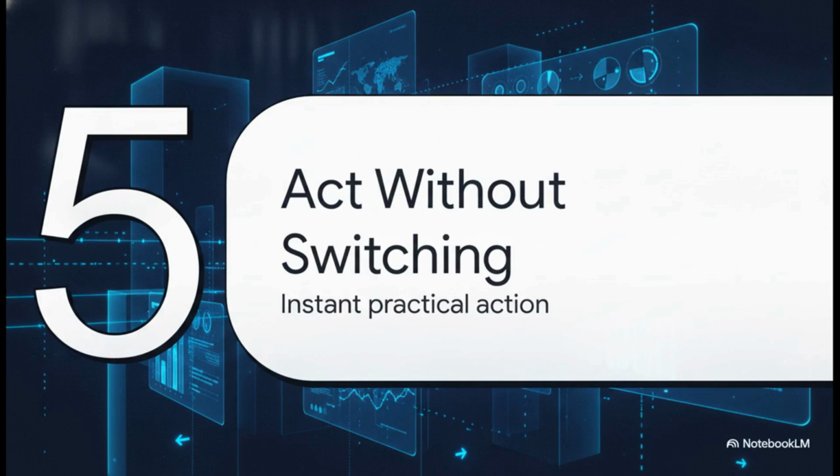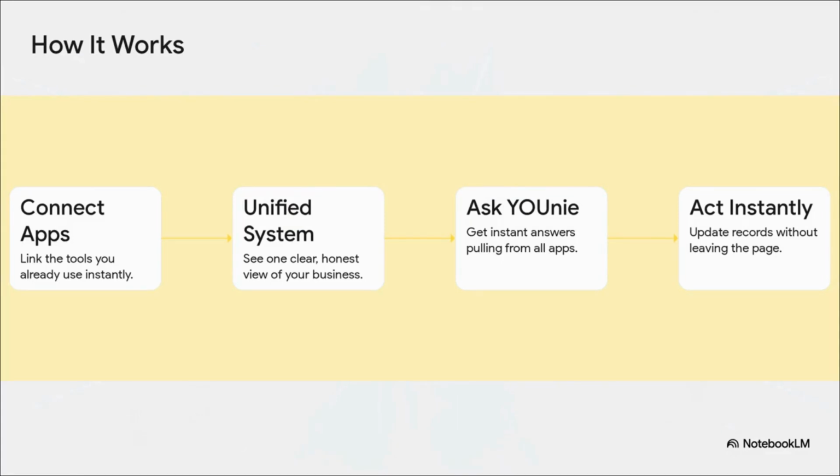Let's talk about practical action. The methodology here is incredibly straightforward and highly scalable. Step 1, connect your apps. Step 2, see one unified system. Step 3, ask questions to understand your real-time status. And Step 4, act without switching. When you spot an overdue task or a stalled lead, you can update the record, trigger a workflow, or fix the issue right there across systems without ever leaving the page. It's a total game changer for your workflow.